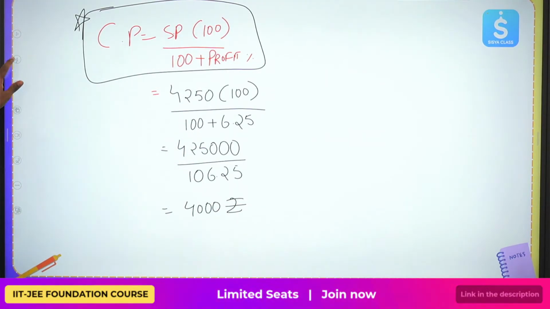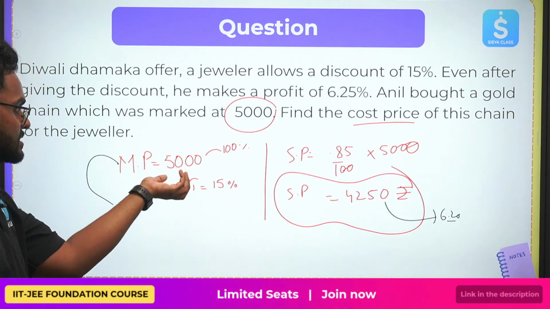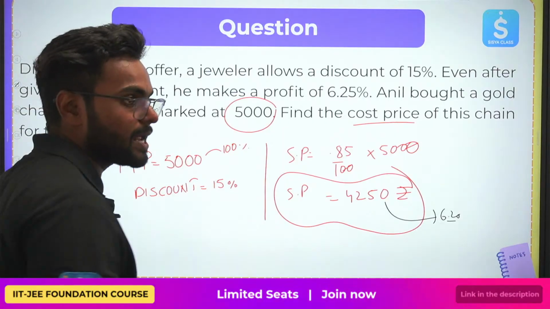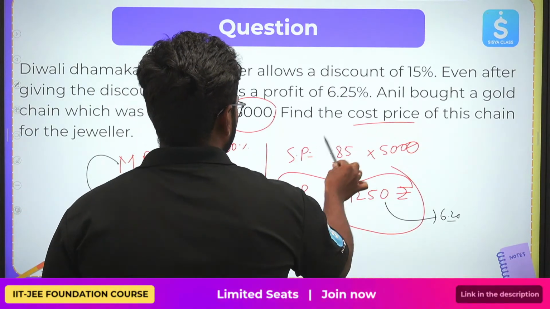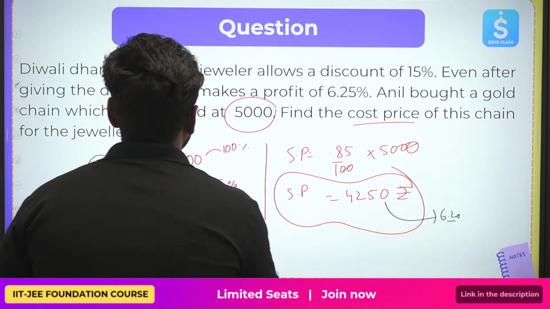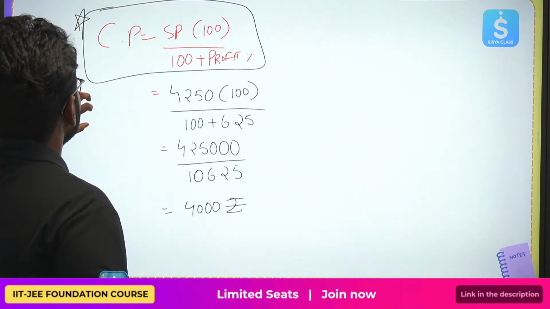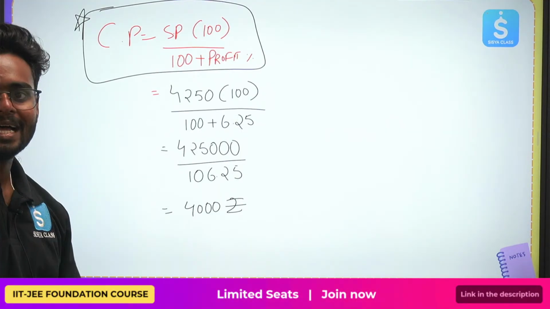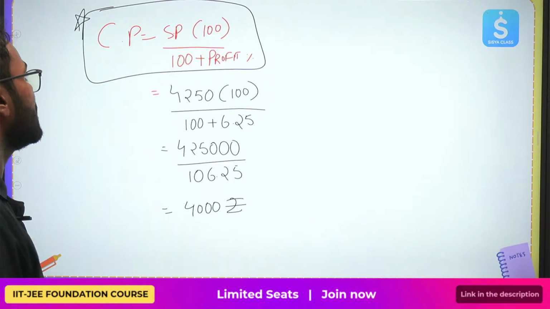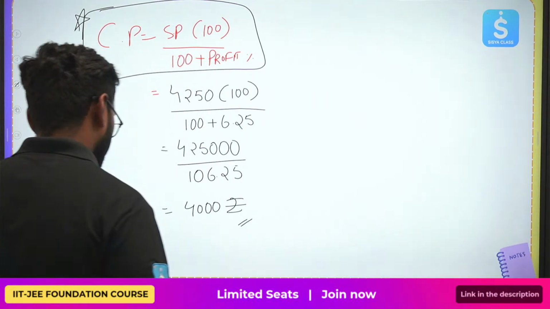So how we did this? We first note down the market price or list price, and they are saying they are giving a discount which can only be applied on the mark price. So after removing the discount of 0.15, the final selling price would be 0.85 of the market price. That should be 4250. Now to find cost price, we have used a formula which is cost price equals to selling price into 100 upon 100 plus profit percent. So the final reading would be 4,000 rupees.